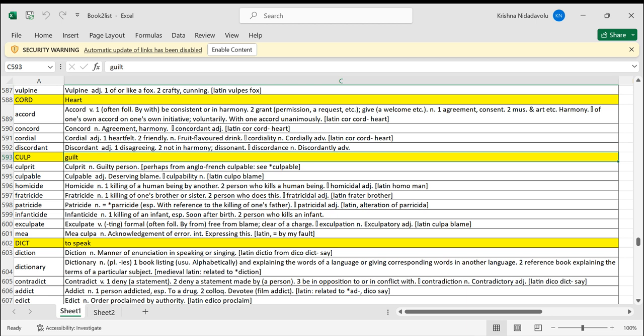Discordant. Discordant is being at odds. Being at odds, not in harmony. It is actually conflict. Dis plus cord. This cord is conflict. The Supreme Court judgments are frequently discordant. That means they are not in agreement with themselves. Okay. So that's how it is related to cord, which is the judgments are not in agreement. Agreement is related to heart.